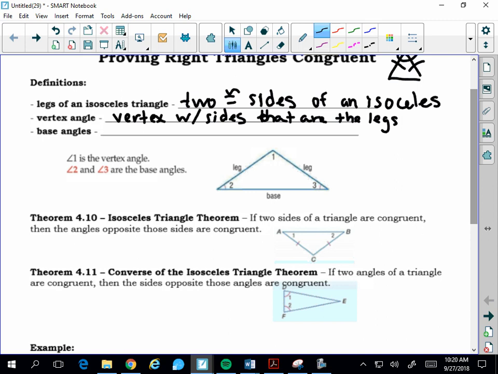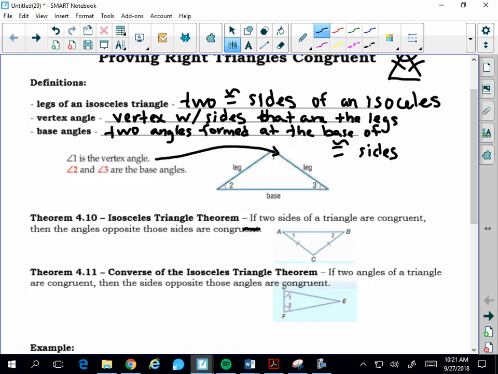And then my last one is my base angles, and it's my two angles formed at the base of the congruent sides. So we've got a little picture there, and it tells us angle 1 is my vertex angle, which we pointed out before, and angles 2 and 3 are those base angles.